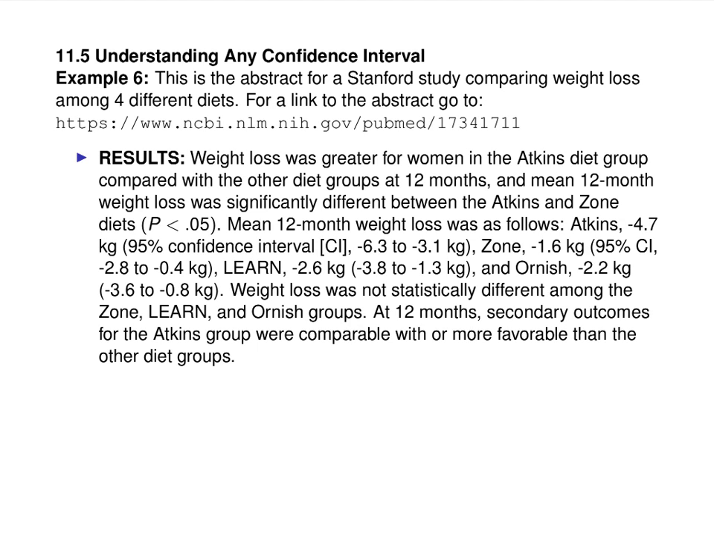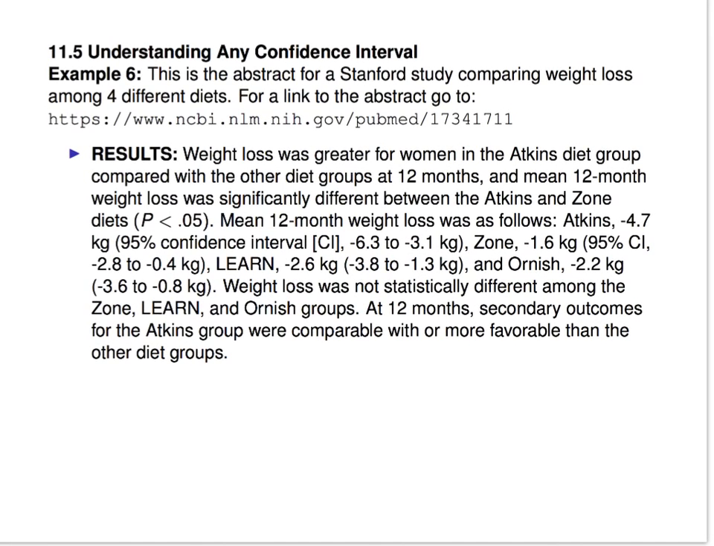Weight loss was greater for women in the Atkins diet group compared to the other diet groups at 12 months, and mean 12-month weight loss was significantly different between Atkins and Zone. So those two in particular were different. Here are the confidence intervals. On the Atkins diet, they went with negative numbers. So what do you think negative 4.7 means? You lost that much. They did after minus before, so negatives are weight loss. This is in kilograms, and 4.7 kilograms is approximately 10 pounds. So the average was about 10 pounds, and the confidence interval was negative 6.3 to negative 3.1.